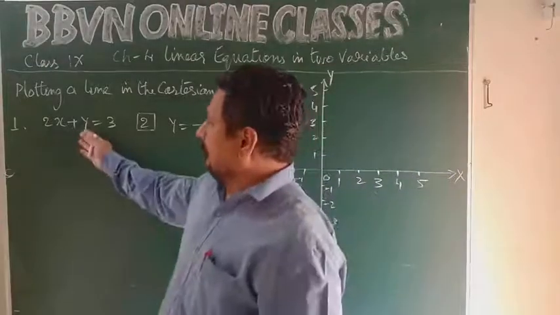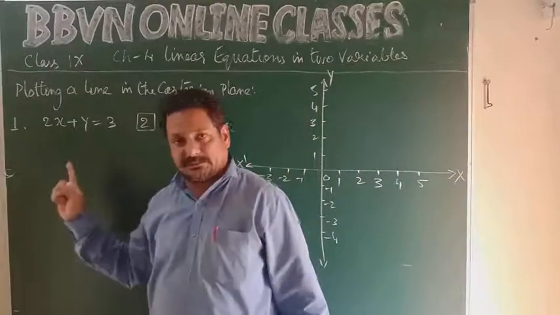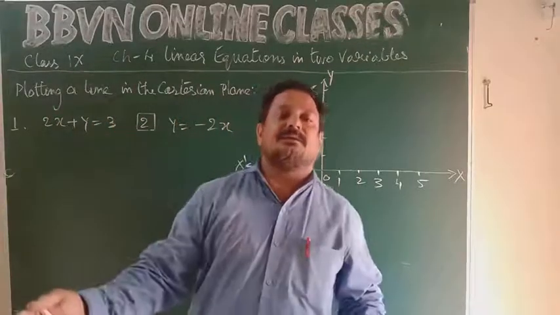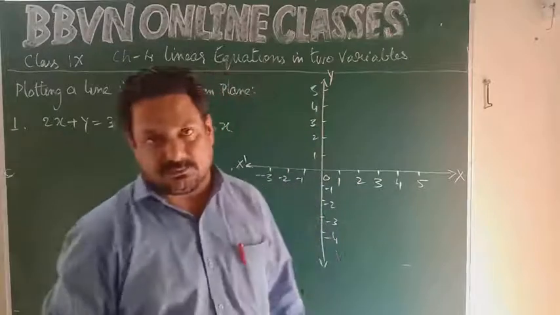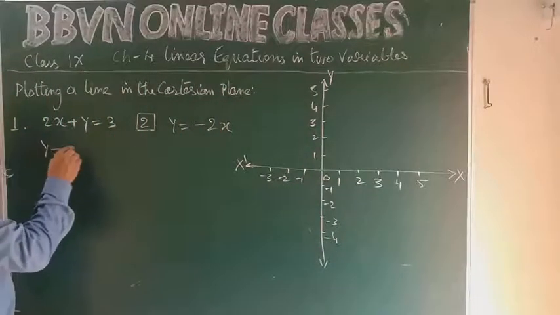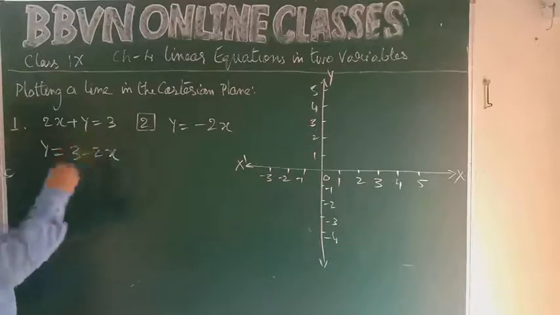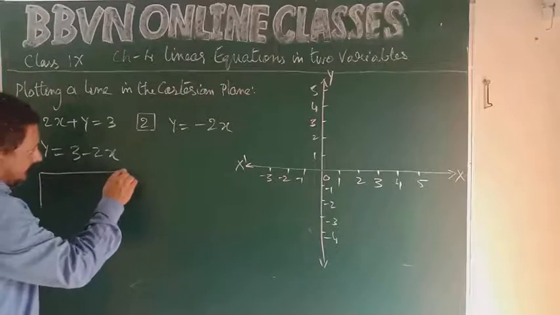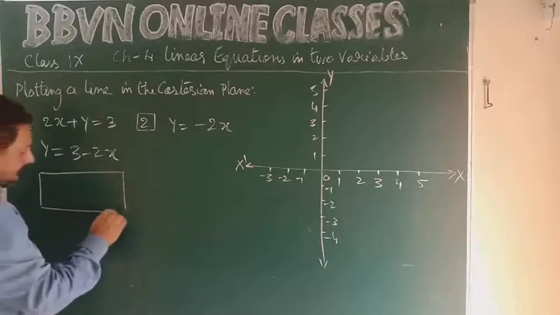So you have a linear equation in two variables here, 2x plus y equal to 3. As I said, you can represent x in terms of y or you can represent y in terms of x. So here I can write y is equal to 3 minus 2x, right? Now we'll see the ordered pairs that can be formed.